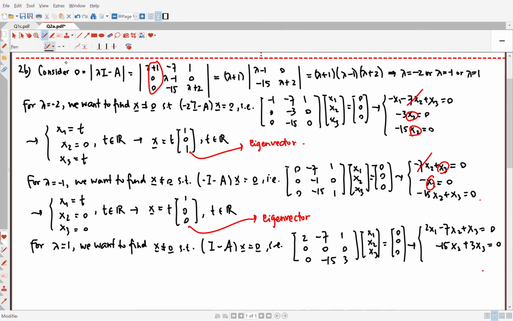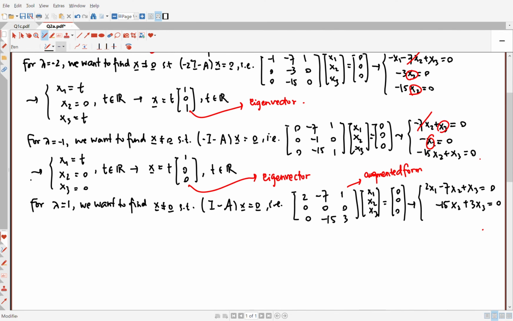This looks a bit complicated, right? You can try to write this in terms of augmented form and find the row echelon form. But you can also do it this way. Okay, let's just do it this way.